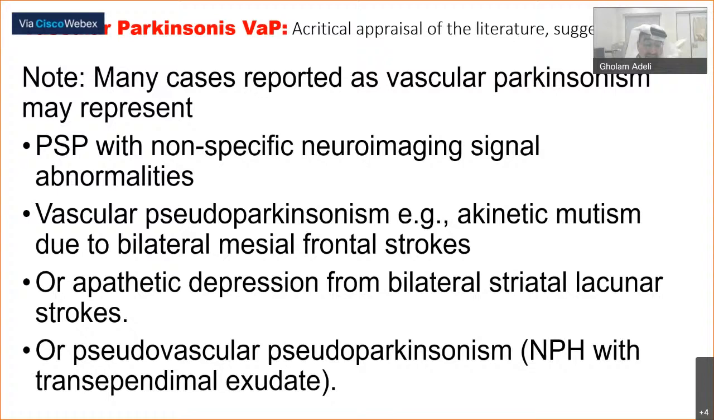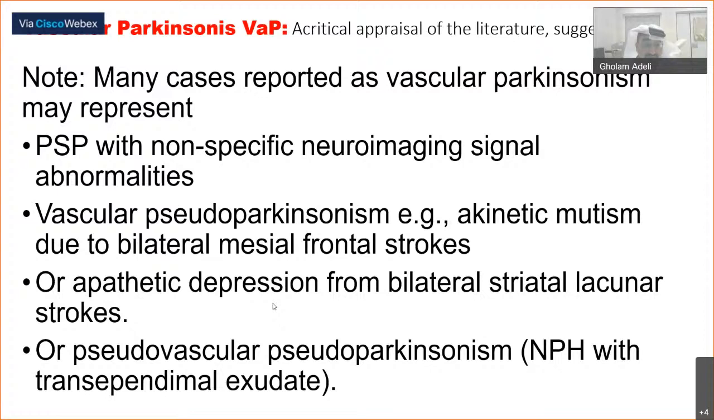And why is this important? Because these are the people who may not benefit, or may sometimes confuse you. They may benefit from dopamine treatment, but later on it will reverse, and they may even get worse with side effects such as postural ones. And they get a good response if you do the shunting, to relieve the pressure on the brain.